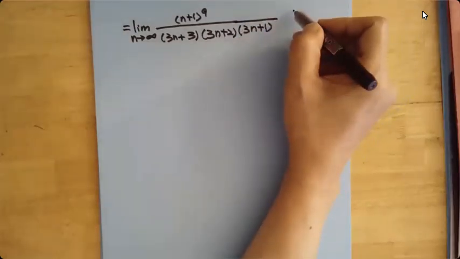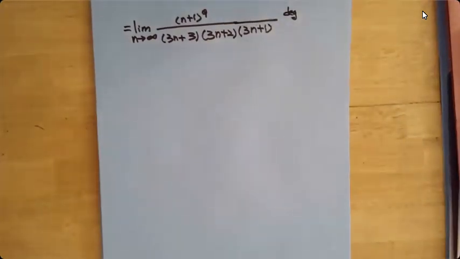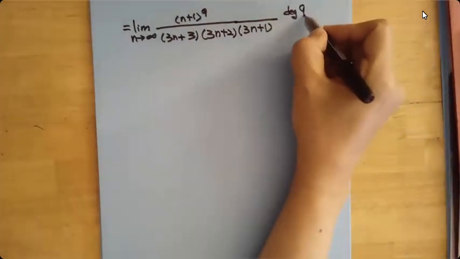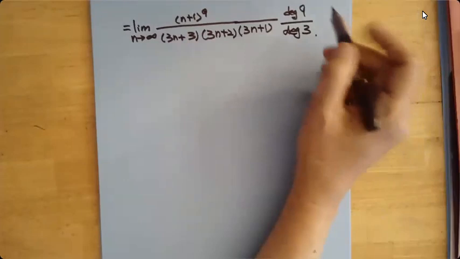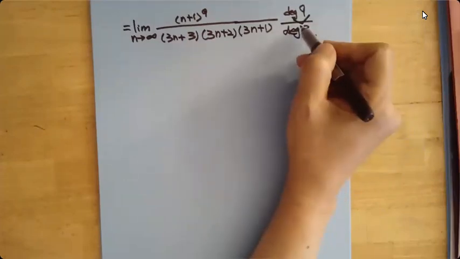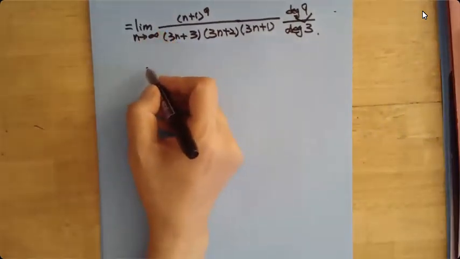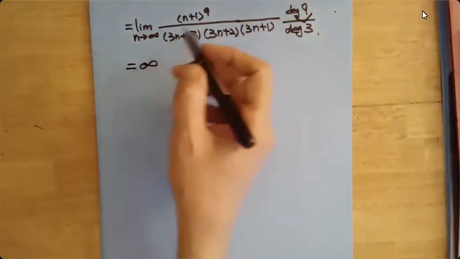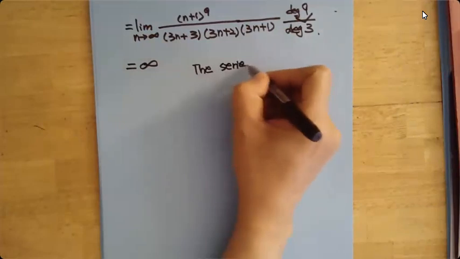Then we have to determine whether this diverges or converges to a certain number. To do that, we have to compare the degree first. The degree of the numerator is 9, and the degree of the denominator is 3. So degree 9 is strictly greater than degree 3. Therefore, the numerator's degree is larger. That means the limit diverges. So the series diverges.